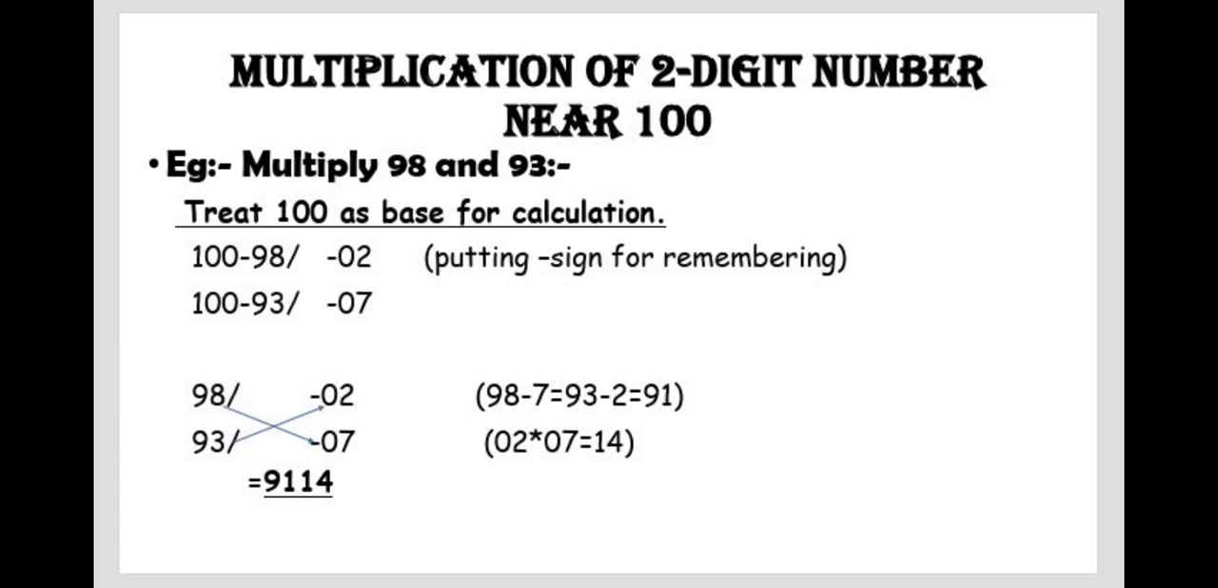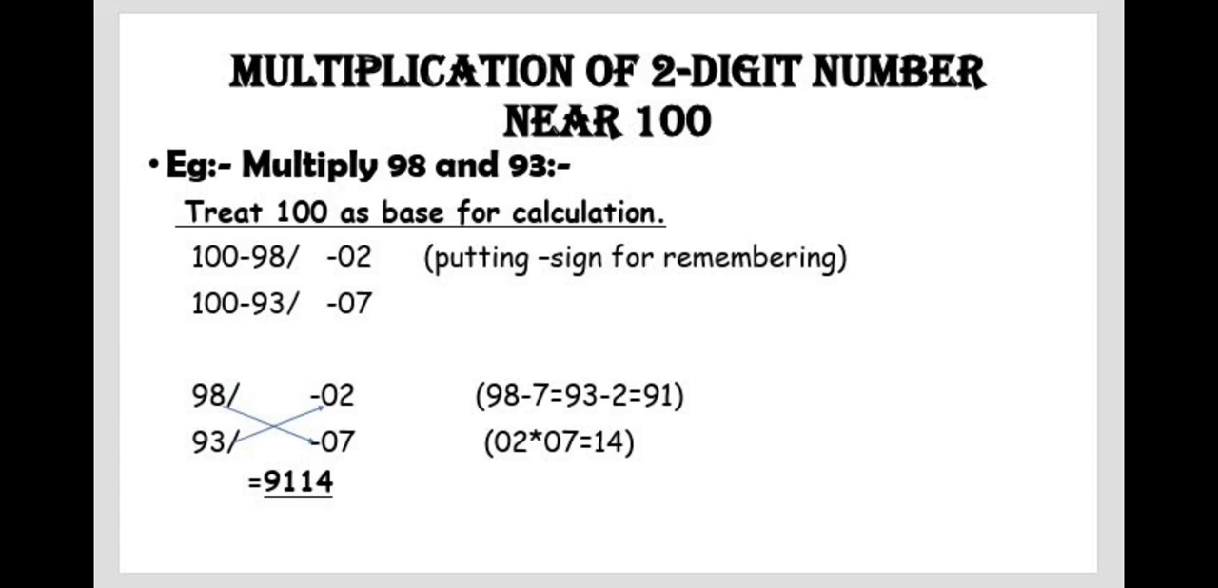Then the next step is we will put a cross sign between 98, 93, 2 and 7. This cross sign denotes that 98 goes with 7 and 93 goes with 2. So we will subtract 98 minus 7 and 93 minus 2. Here the answer we get is 91. For both equations we are getting 91.